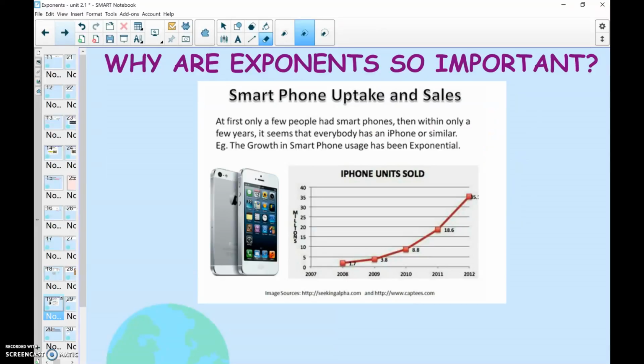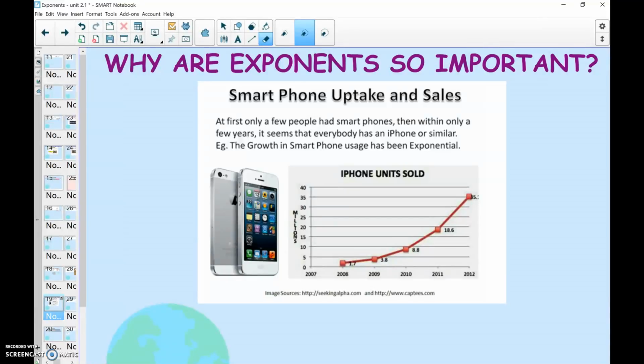Okay. Another quick area where exponents are super important is sales. Think about smartphones, right? They came out in kind of the mid-2010-ish area. 2008 it looks like, actually. And at first we didn't have a lot of people with smartphones, but it grew and grew. Apple does a really good job of advertising their material. So it very, very quickly got up to here in 2012. Looks like it's 35 million, somewhere in there. And I would bet today we even have more of them out on the market.